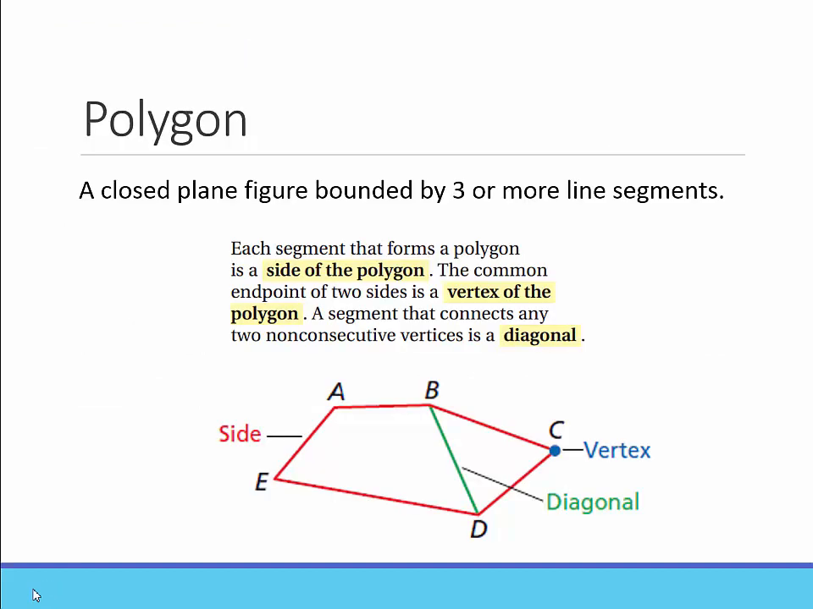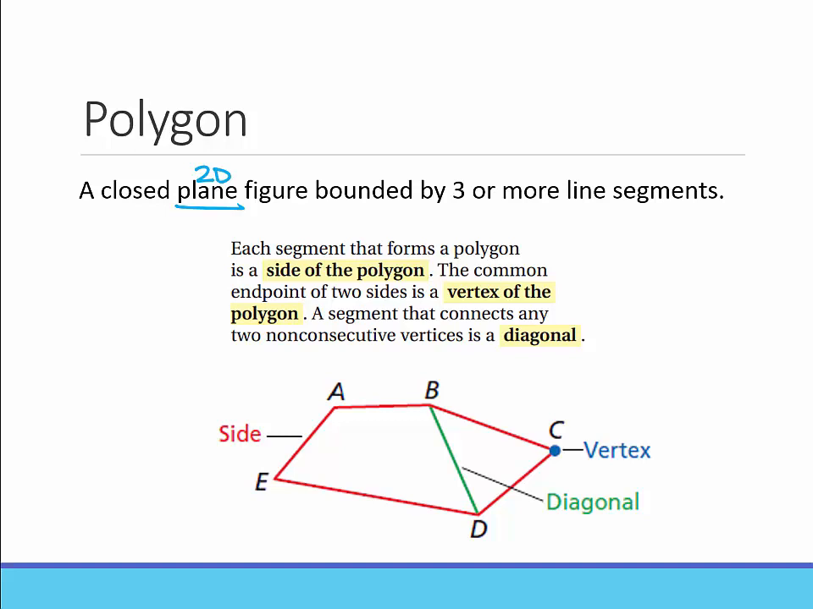So a polygon is a closed plane figure bound by 3 or more line segments. The fact that they tell us it's a plane figure means that it's two-dimensional. It has to have at least 3 line segments, so a triangle is the smallest polygon you can have. Each segment that forms a polygon is a side of a polygon.